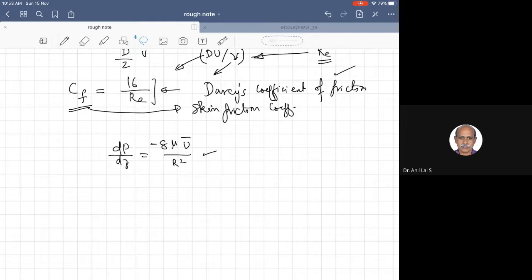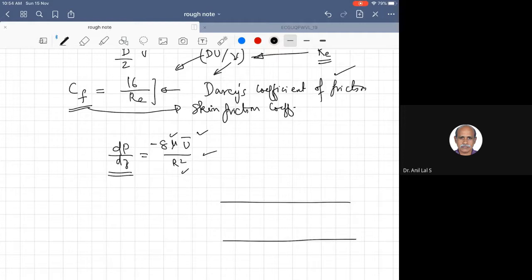This u bar is a constant, mu is a constant, so dp by dz is a constant, as far as the Hagen-Poiseuille flow, the developed flow, is concerned. So we can find out the pressure difference over a certain length of pipe flow. Suppose we have a certain length of pipe flow, L. There is a pressure P1 here, a pressure P2 here, and the axis is like this.